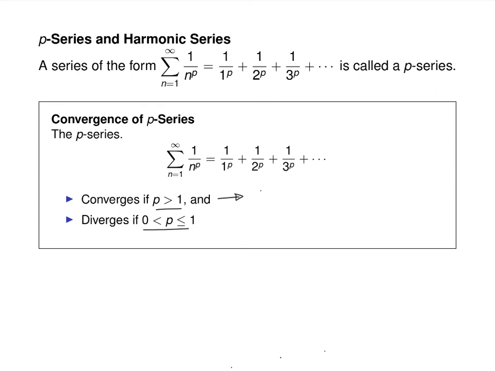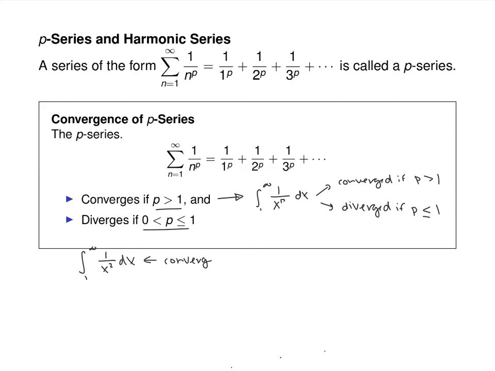So if we had an integral from 1 to infinity 1 over x to the power of p dx, this thing converged if that power p was strictly bigger than 1, and it diverged if p was less than or equal to 1. So that allowed us to look at certain integrals and very quickly determine what was happening, like 1 to infinity 1 over x squared dx.